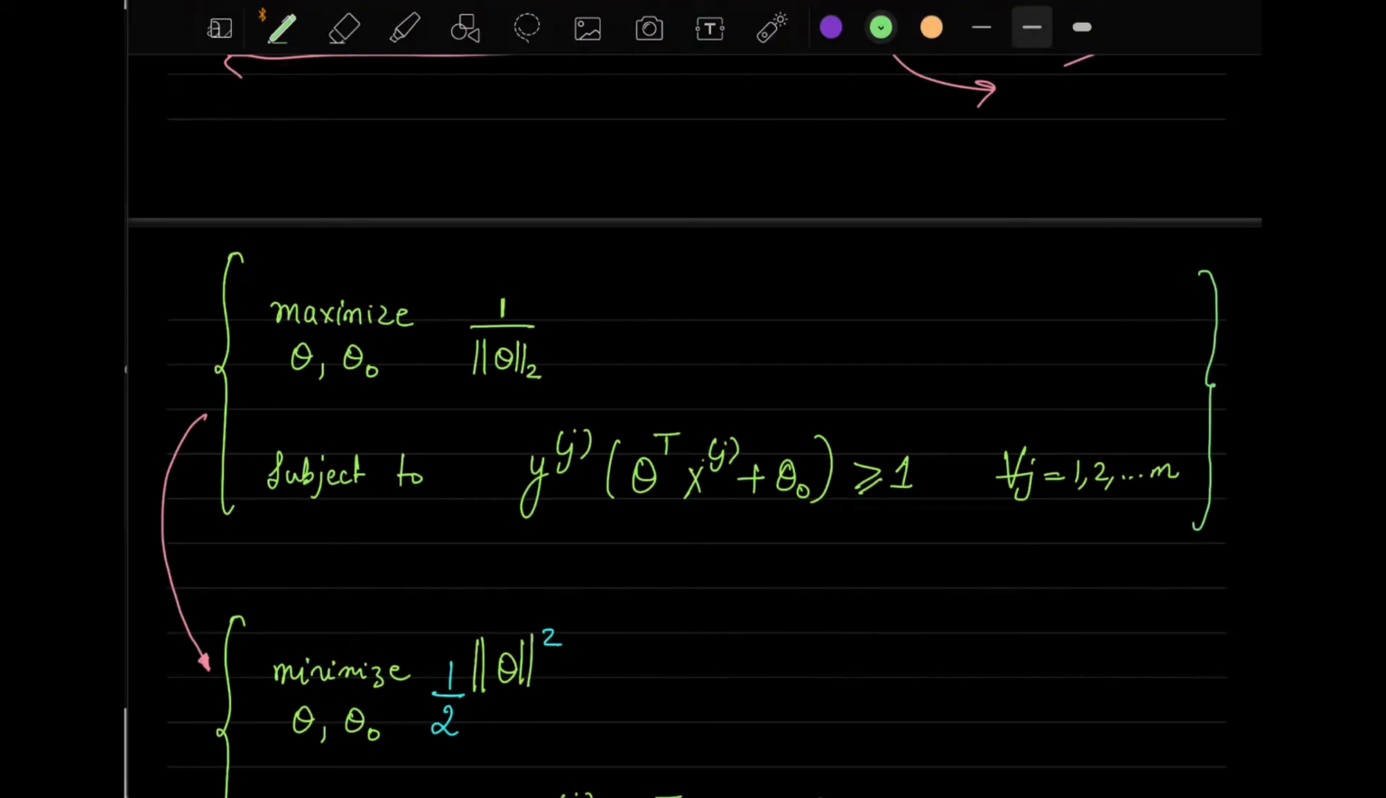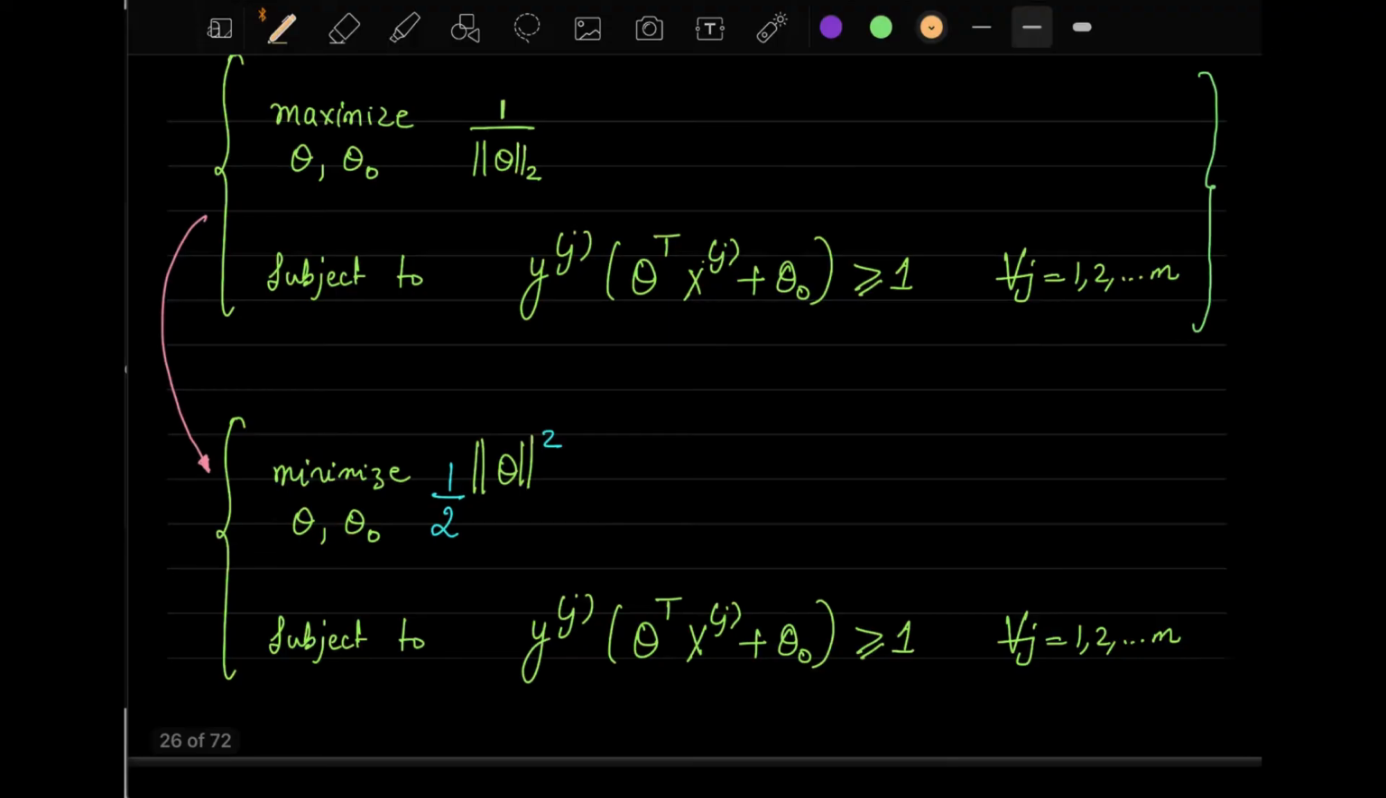Now, if we want to make it the one which is normally available in the books, we will transform this objective function in this way, which is given over here. Because the 1 by theta 2 is in the denominator, if we make it come into the numerator, then the thing will become minimization. Earlier we were maximizing this. When you are maximizing 1 by x, that means you are minimizing x. So both of them are the same. Maximization of 1 by something is equivalent to minimization of that something.